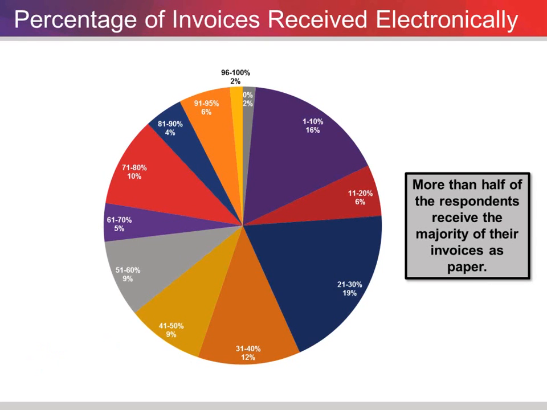So where do our respondents fall in terms of the early users of the model? Well, we found that more than half of the folks who've already used our model receive the majority of their invoices as paper. So it's incumbent on them to find ways to automate what happens to that paper once it arrives on their doorstep.